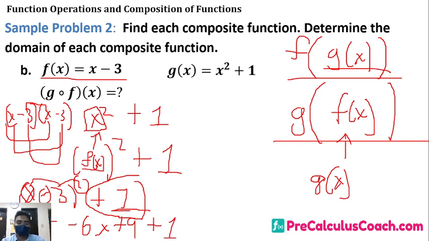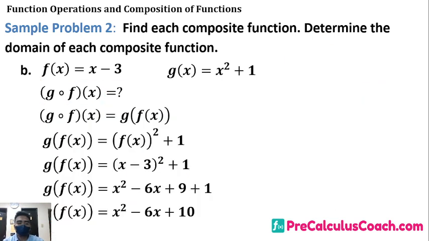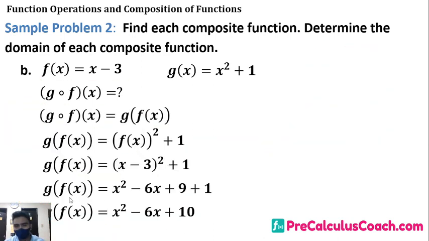So, therefore, is this the final answer? No. We still have this 9 and 1. So, this is the constant. So, therefore, you could have x squared minus 6x plus 10. Okay po? This would be your final answer po. Are we clear? Alright. So, this is the neat solution po. Alright.